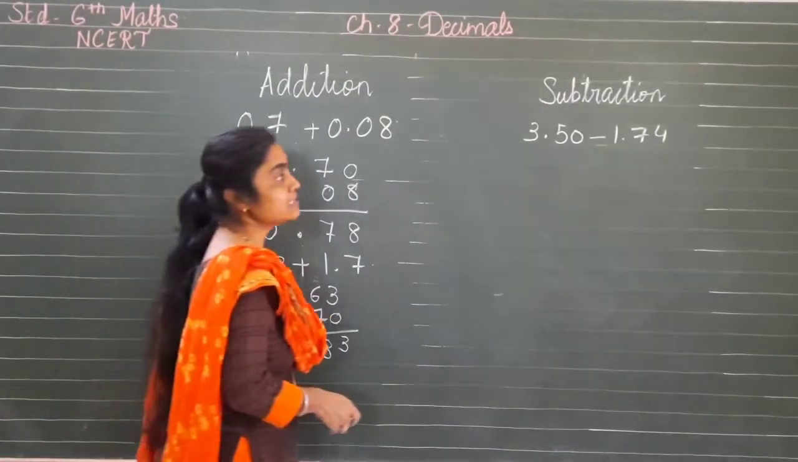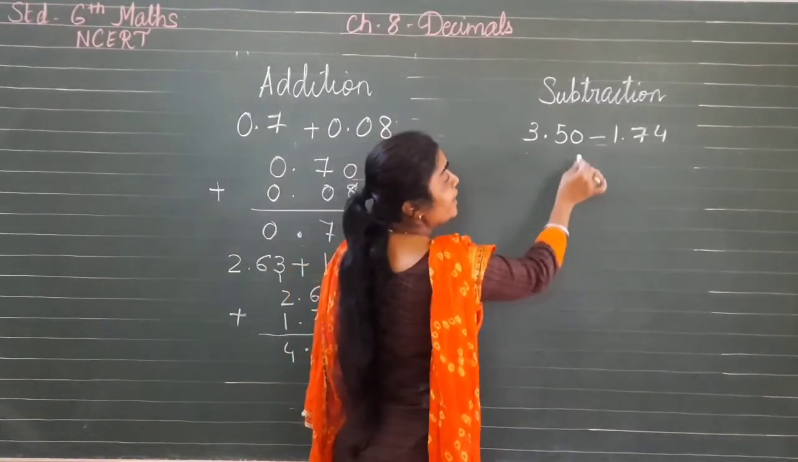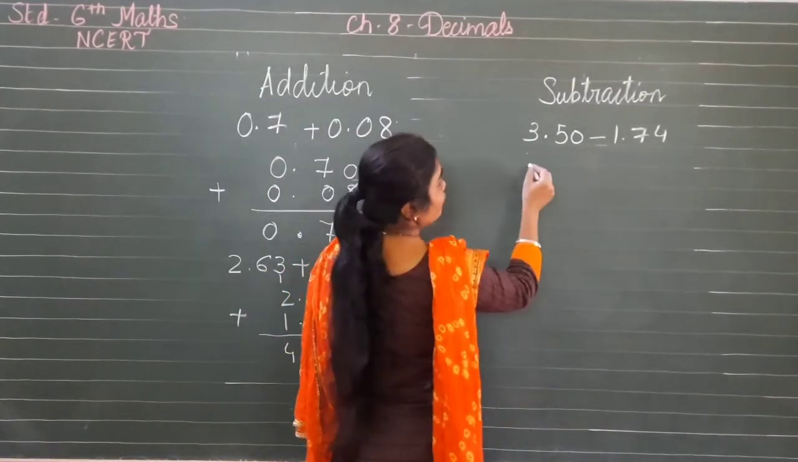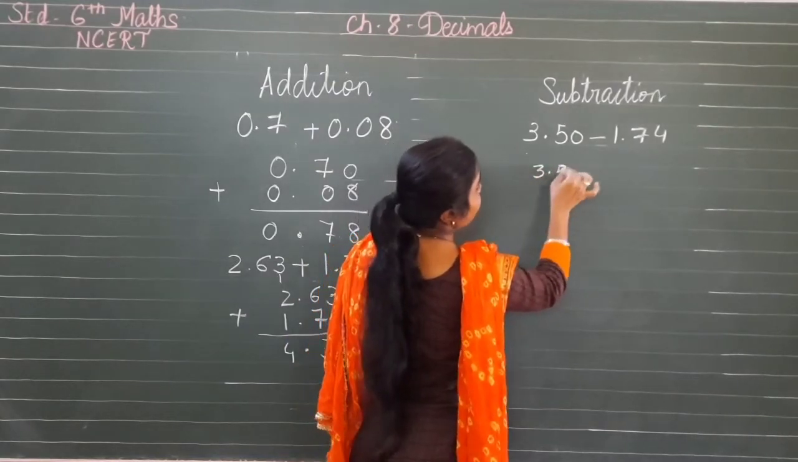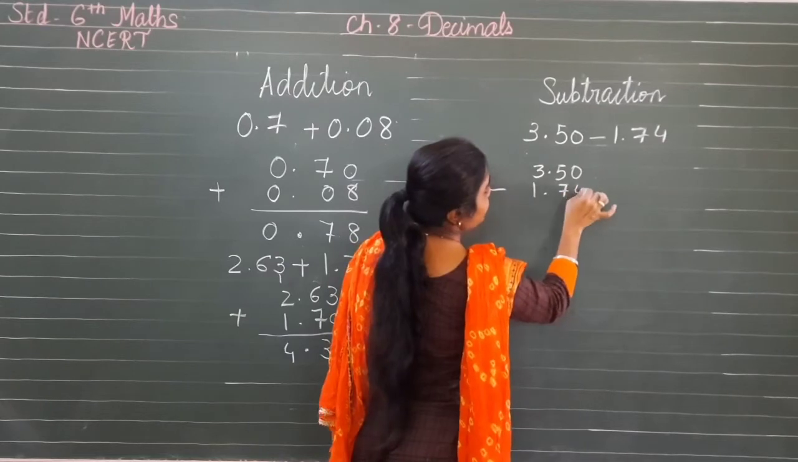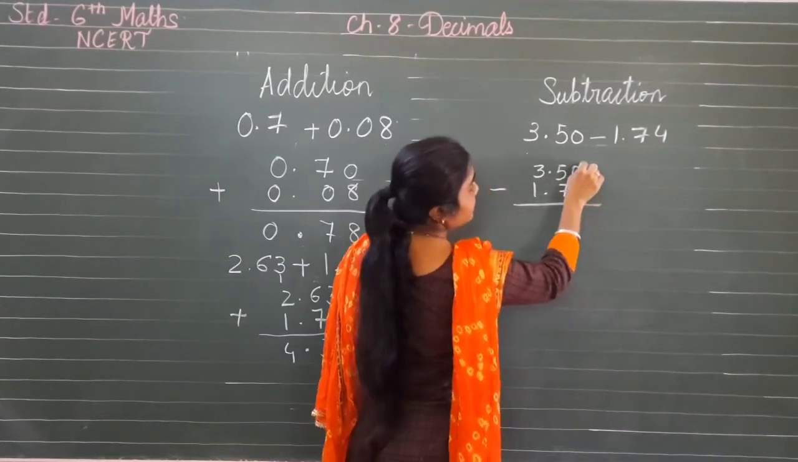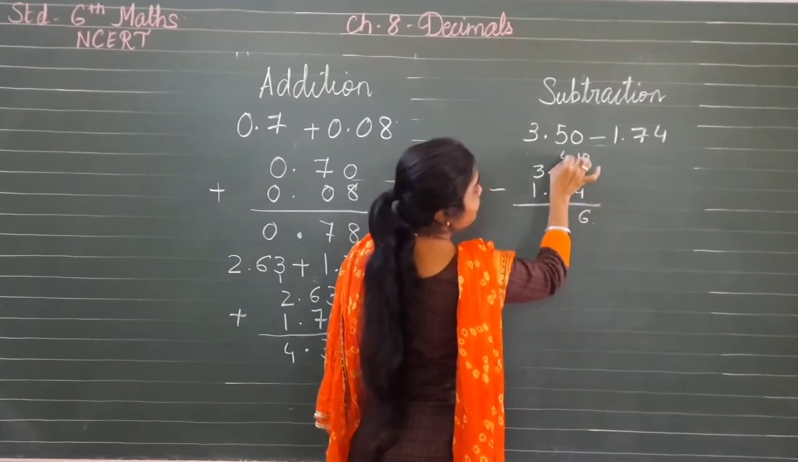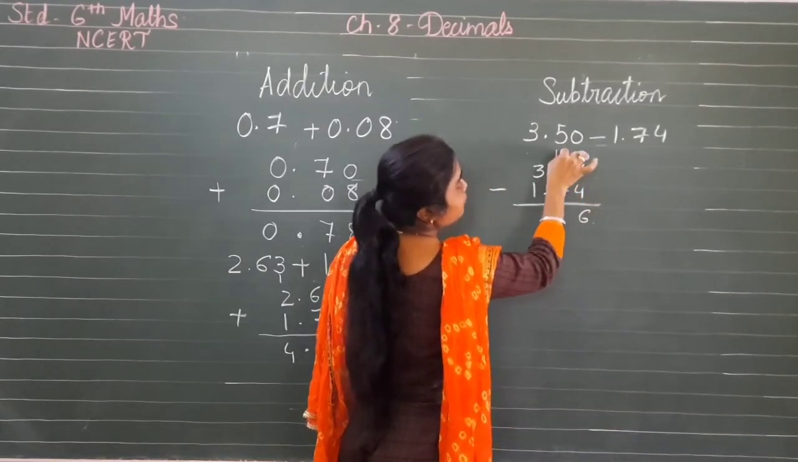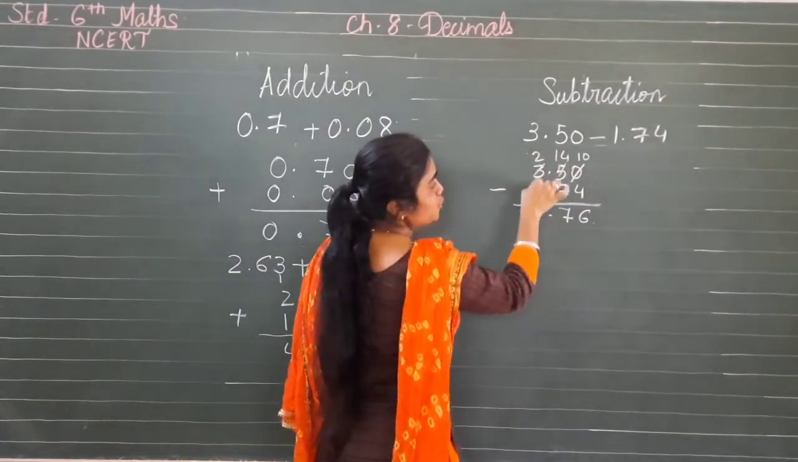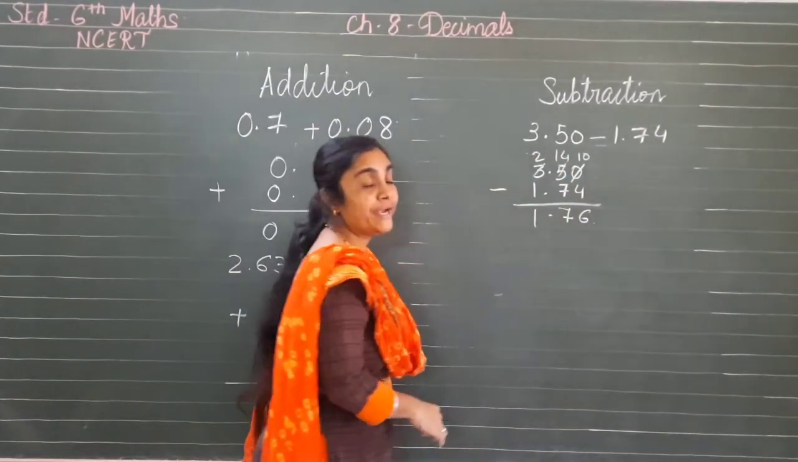Now let us take the subtraction. 3.50 minus 1.74. So 3.50 minus 1.74. Here it is 10. So 10 minus 4 will be 6. Here it will be 4. You will borrow from here. So 14 minus 7 will be 7. Here 2 is remaining. 2 minus 1 is 1. So the answer is 1.76.